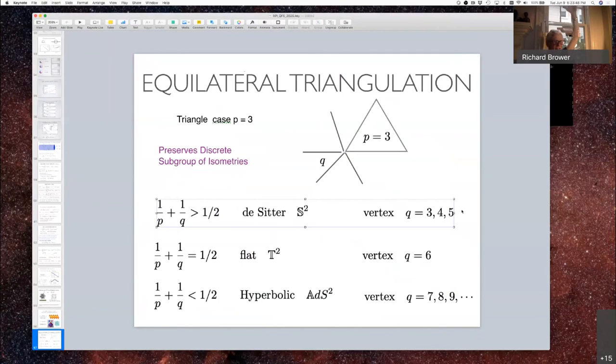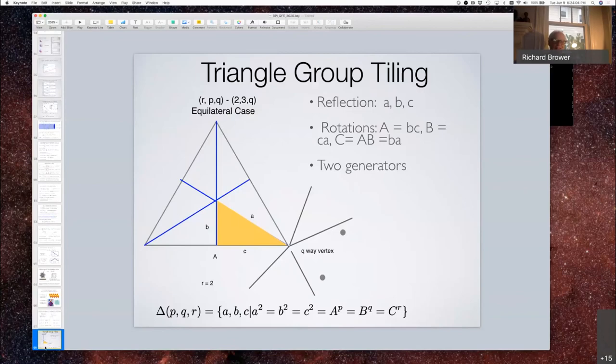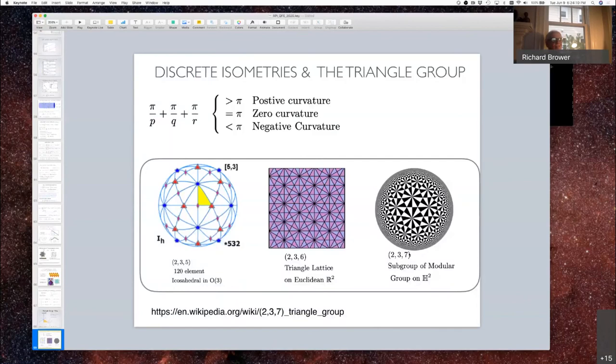There's exactly 1 way to do the plane, that's flat. And there's an infinite number of ways to tessellate hyperbolic space. And anybody who's seen Escher diagrams has already seen these, because Escher did these things. Here's Escher's diagram. This is a tessellation, the so-called 237 tessellation. And if you look at it, you'll discover that there are equilateral triangles made up of 6 of these.